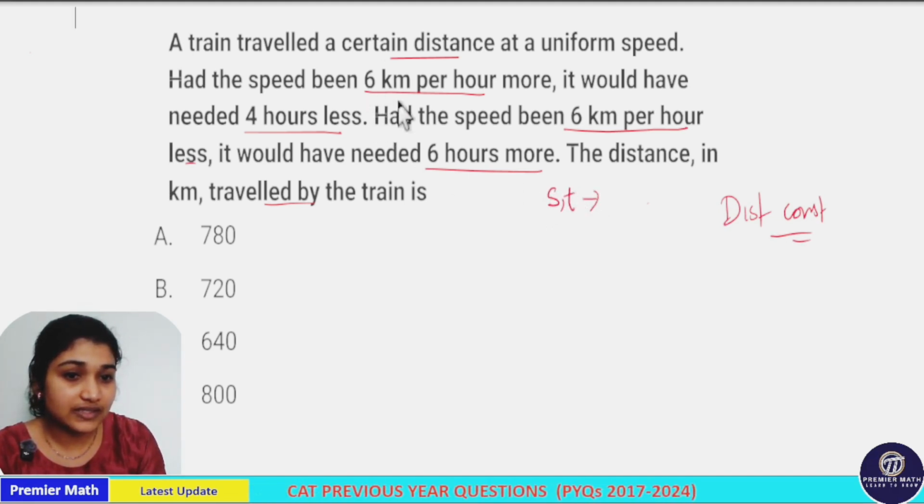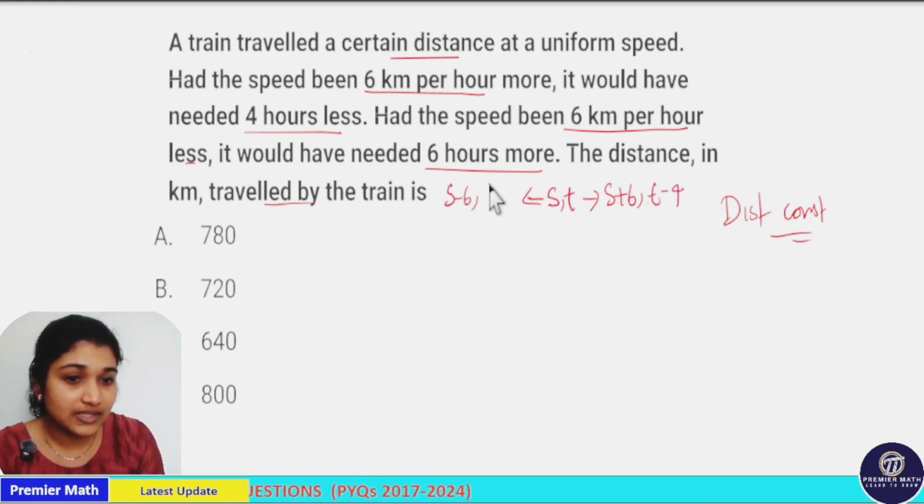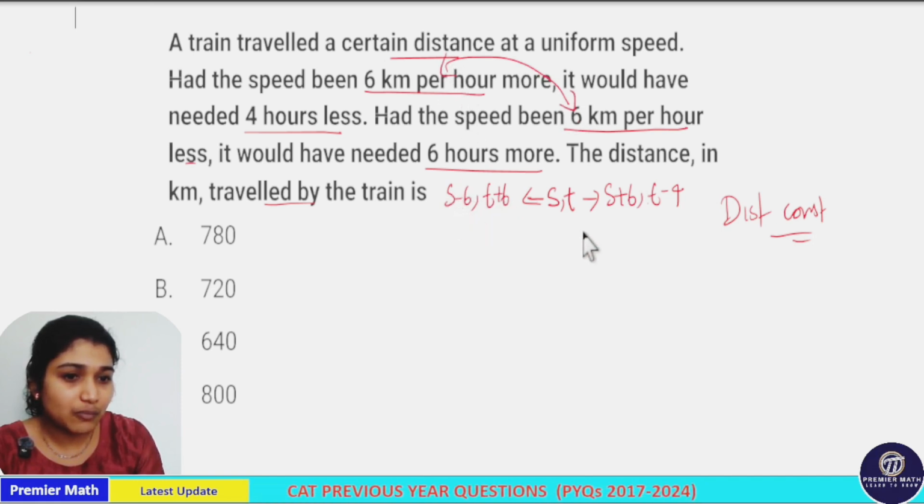Now, if the speed is 6 km per hour more, that is S plus 6, then the time taken is 4 hours less, T minus 4. And if the speed is 6 km per hour less, that is S minus 6, then the time taken is 6 hours more, that is T plus 6. If you take both conditions, the speed difference is 12. And the time difference is T plus 6 and T minus 4, 4 hours less and 6 hours more, so the time difference is 10. Now 12 into 10 is 120.